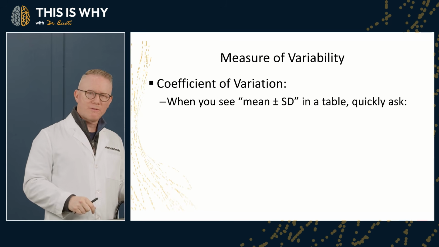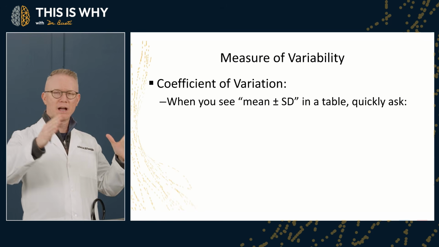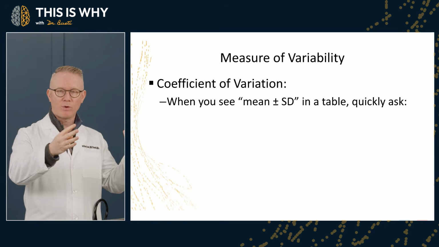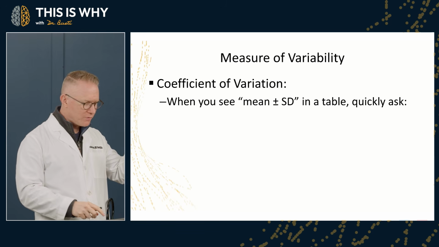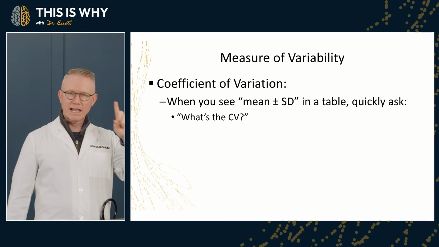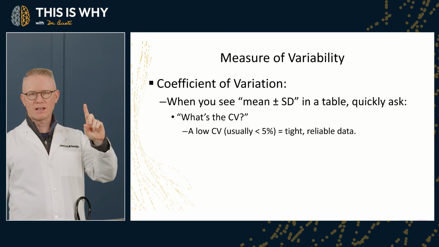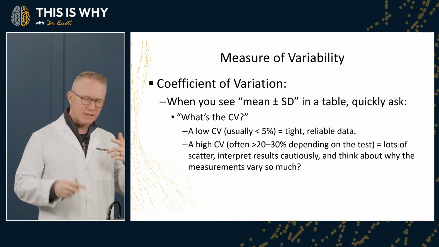So coefficient of variation. When you see a mean plus or minus standard deviation in a table or a paper, you need to quickly ask yourself, what is the coefficient of variation, or the CV? A low CV of less than 5%, typically for labs, that's tight. It's a reliable test and data.